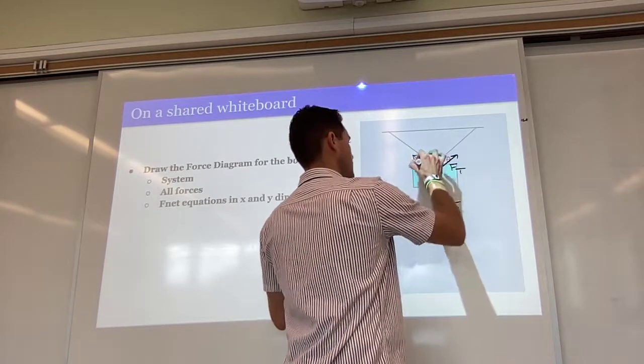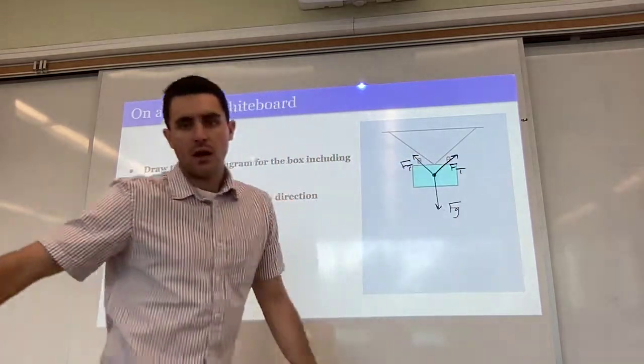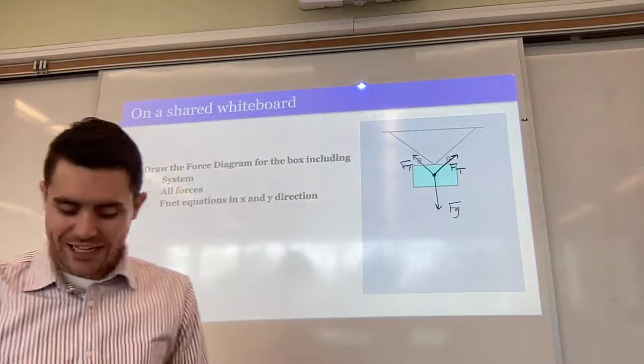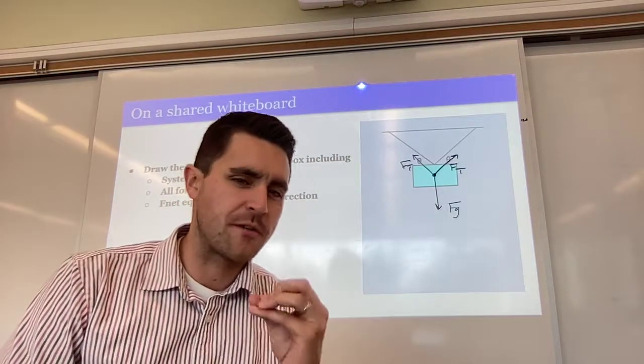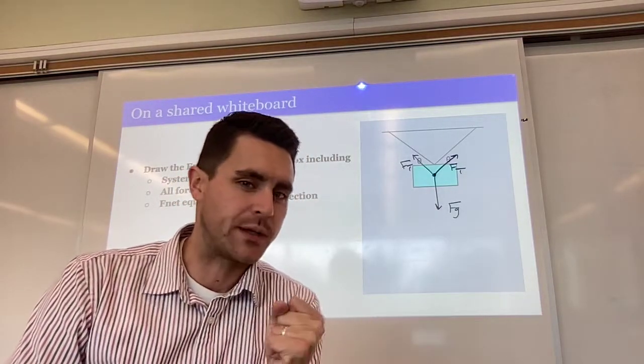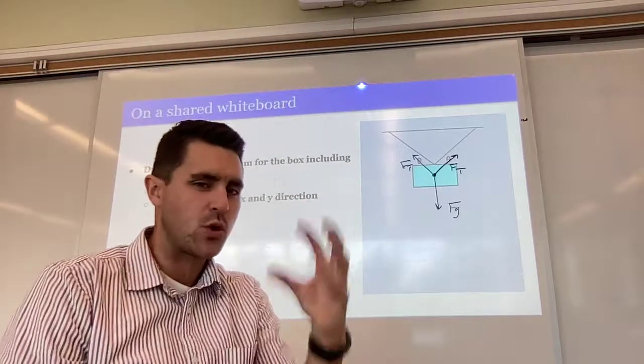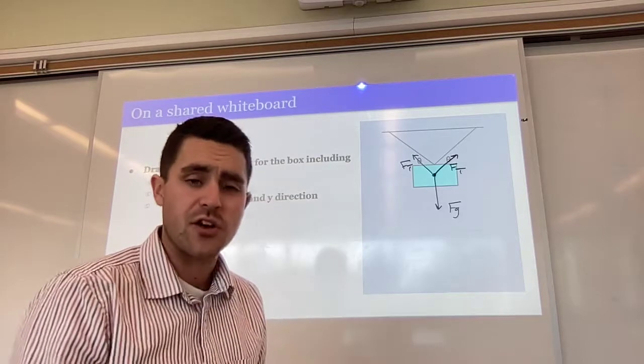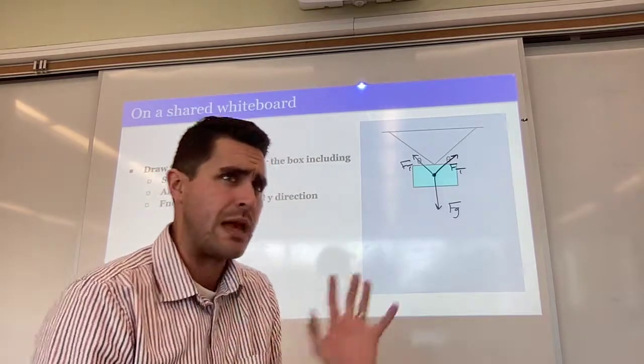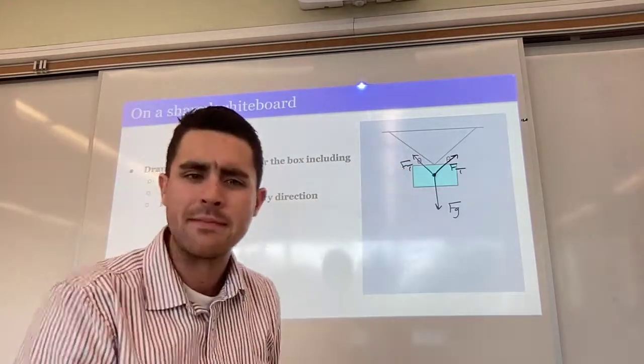Strings provide what's called a tension force, where there's a force pulled through that string, okay? And so I see two tension forces. These two strings are supporting the weight of that box. Now, none of these are congruent with each other. Maybe the two tensions are, but I'm not certain.